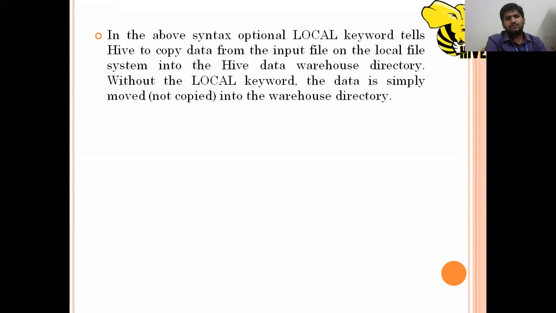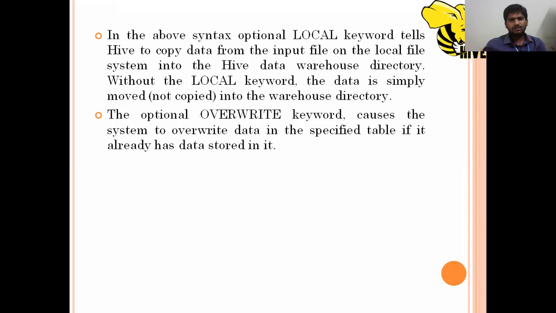So without the LOCAL keyword, we can simply move the directory into the warehouse directory only. We cannot move the data, we cannot do the copy function. So whenever we use local data, then only from the local file system is the data going to be copied to the data warehouse directory. If you are missing that keyword, only the directory is moved. It is not going to move any data.